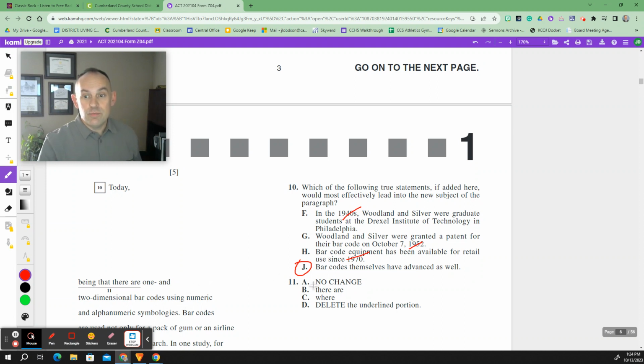So if we choose B, "Today, there are 1- and 2-dimensional barcodes using numeric and alphanumeric symbologies." There serves as the subject of that sentence. It makes it a grammatically correct independent clause.